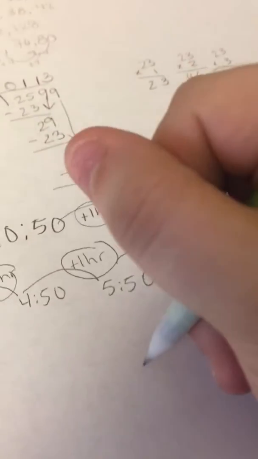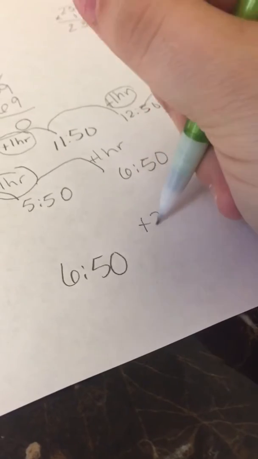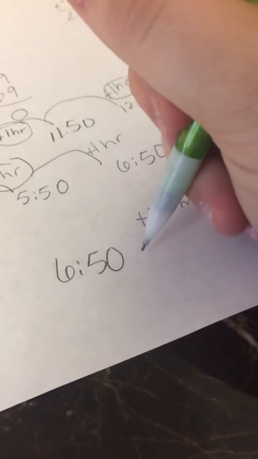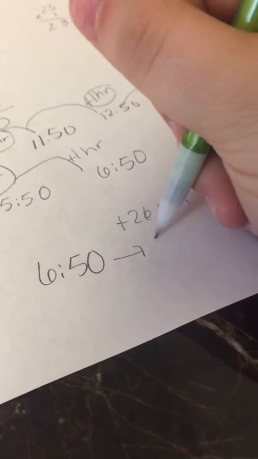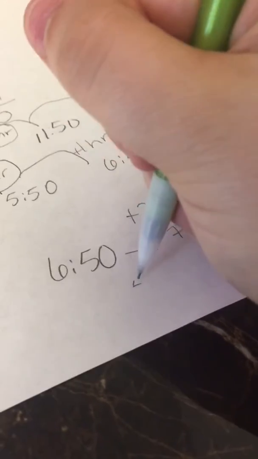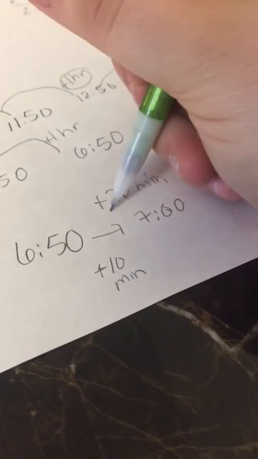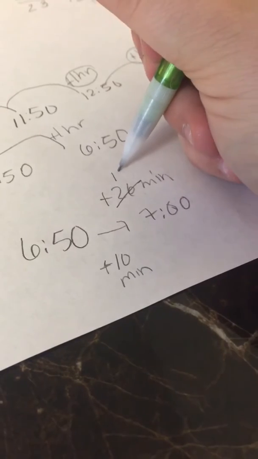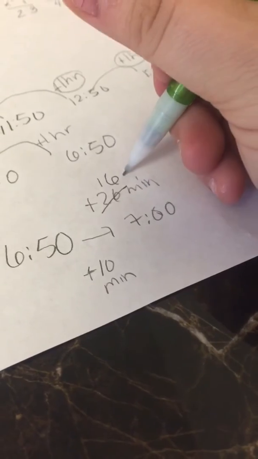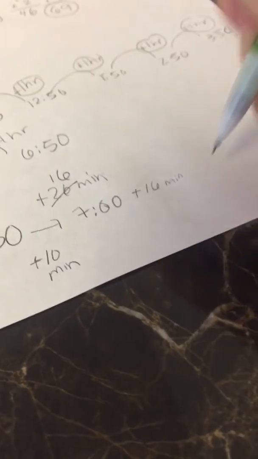So if we are at 6:50, and he still needs to drive for 26 more minutes, we need to break this down so it looks a little bit more friendly. So from 6:50 to 7 o'clock, I'm going to add 10 minutes of that 26 minutes. I just used 10 of it, which brings me down to 16. So now I'm at 7 o'clock, and I just need to add 16 minutes.